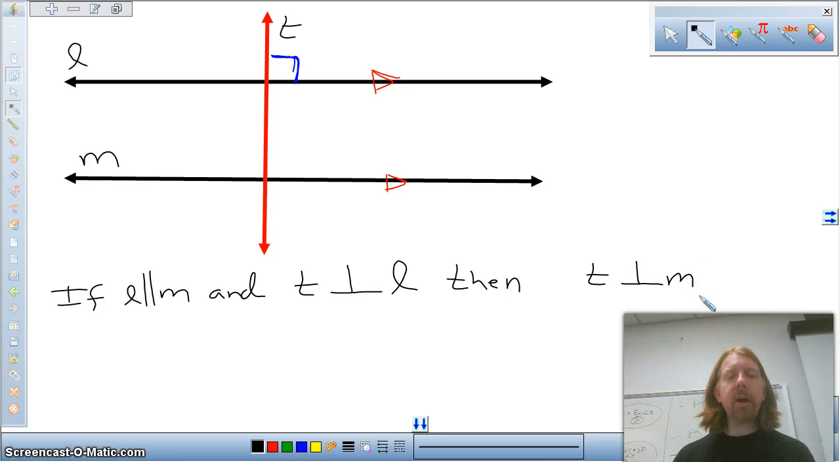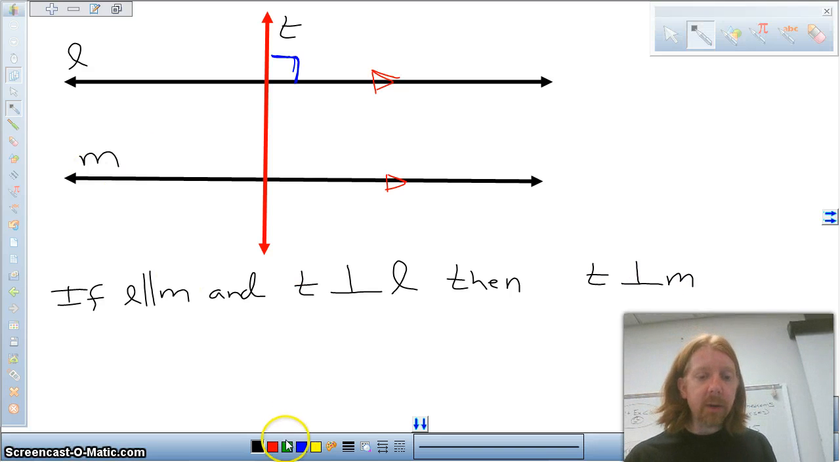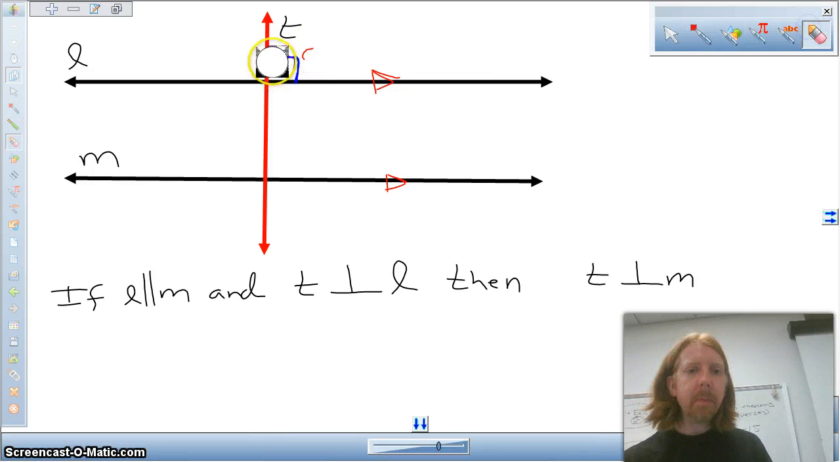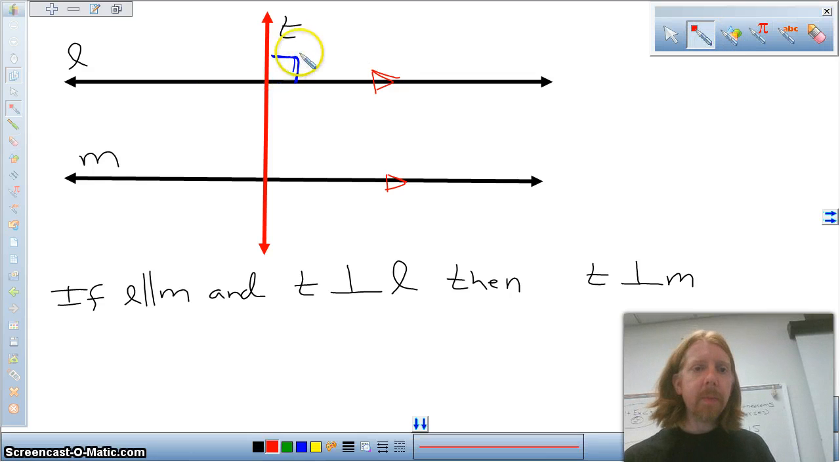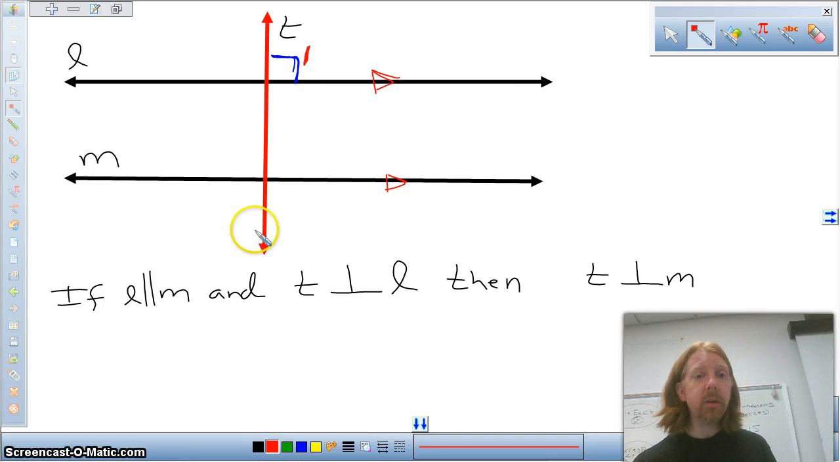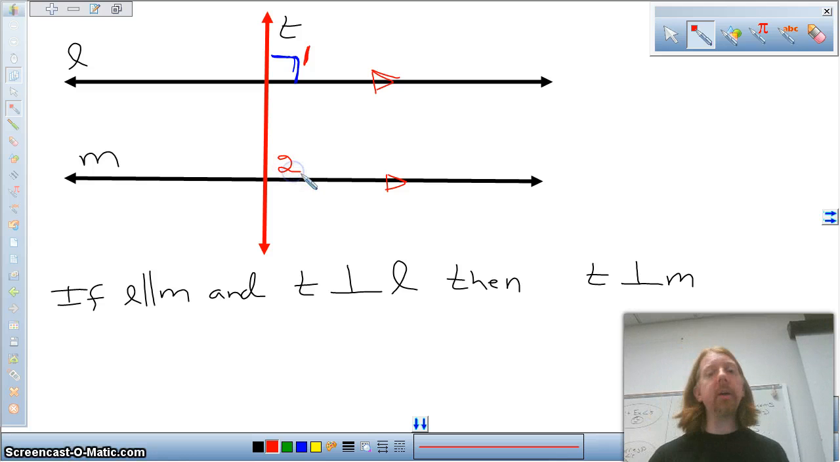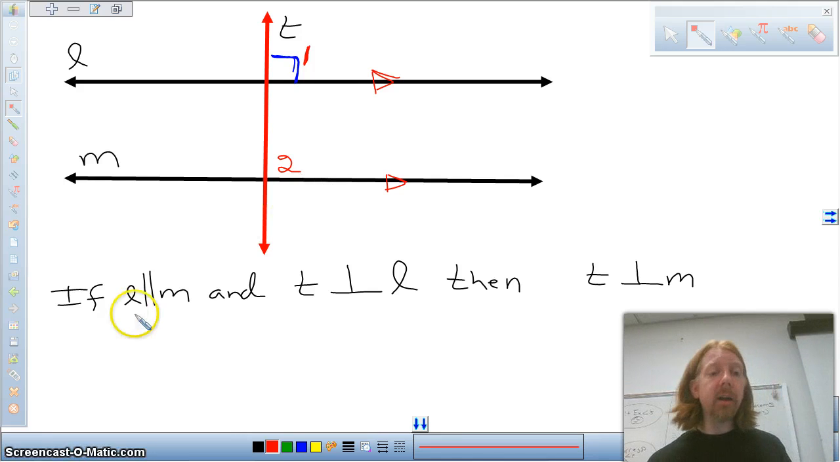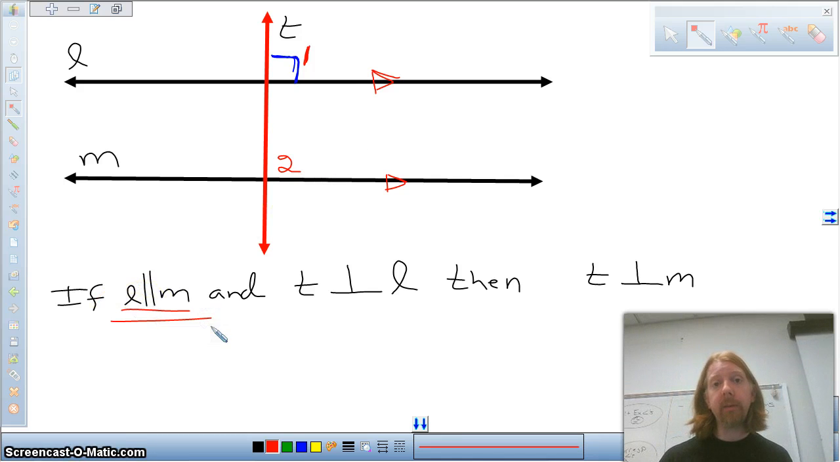Now think about what we've talked about in this class before. For example, what's this angle here? I'll call it angle 1. We know angle 1 is 90 degrees. Angle 2, down here, is a corresponding angle. They're both in the upper right position. Since they're corresponding angles, I know they're going to be congruent. That comes from the fact that the lines were parallel. Parallel lines make corresponding angles congruent. That's the corresponding angles postulate.